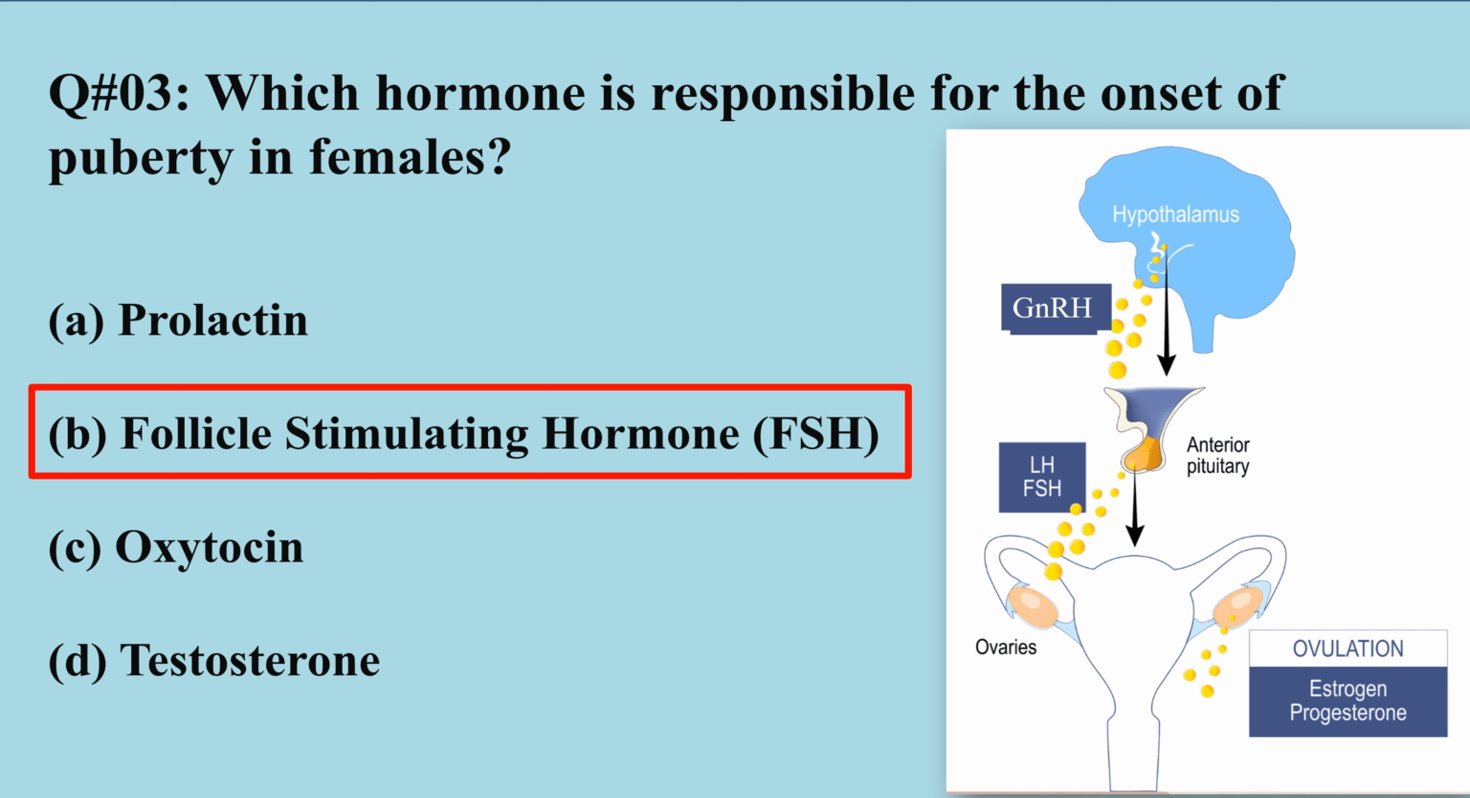So how this FSH works, from where it is released: from the hypothalamus, the initial stimulus in the form of gonadotrophin releasing hormone acts on the anterior pituitary. Then anterior pituitary is stimulated and it will release the FSH, follicle stimulating hormone. Then FSH finally acts on the ovaries, and then it is responsible for the onset of puberty in females.